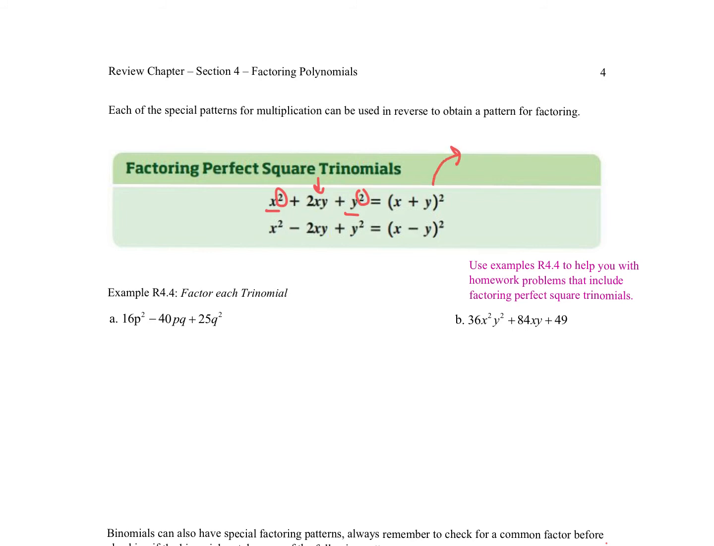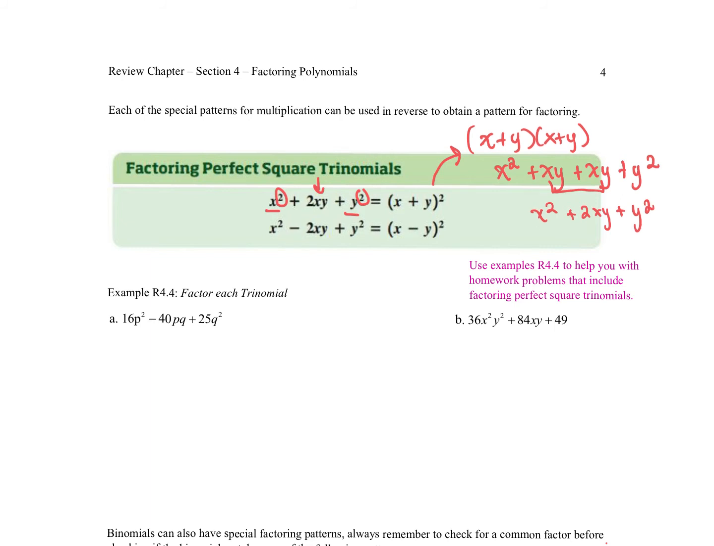And we can prove these factoring patterns. We can go x plus y times x plus y, and we can do a FOIL. X times x is an x squared. X times y is an xy. Y times x is also called xy. Remember, we always write them in alphabetical order. Y times y is called a y squared. There's two of these middle terms, so this becomes an x squared plus 2xy plus y squared. You can do the same thing with the minus version.